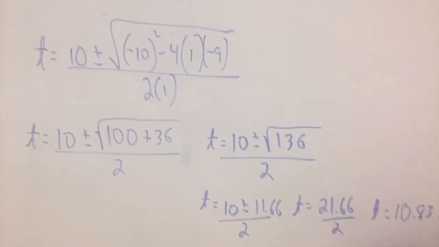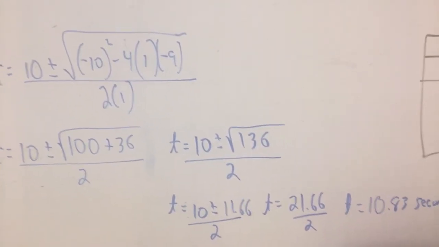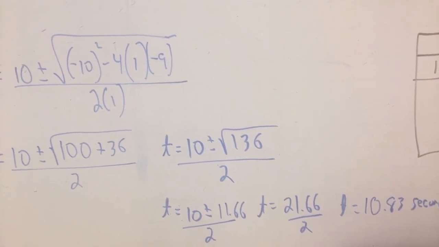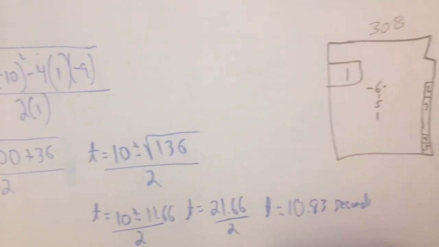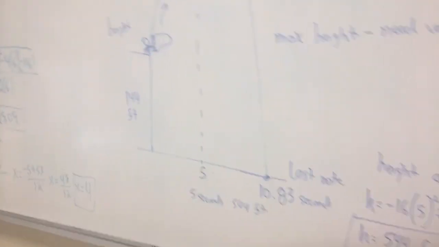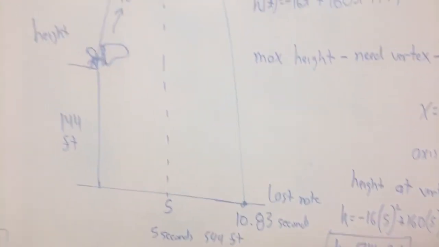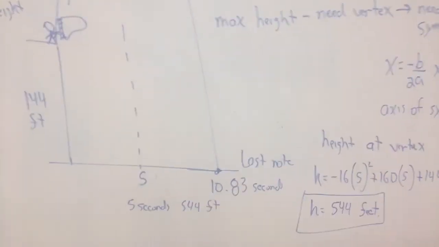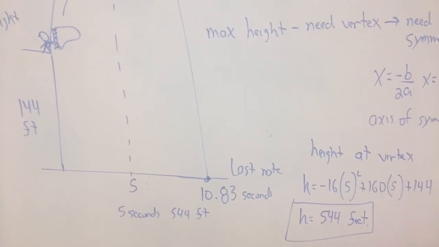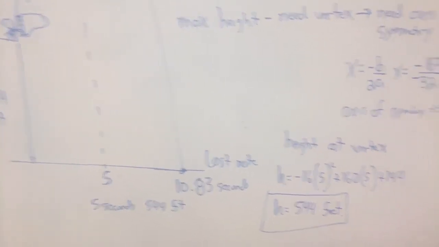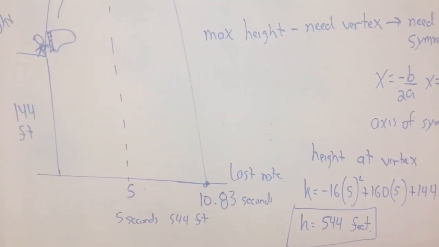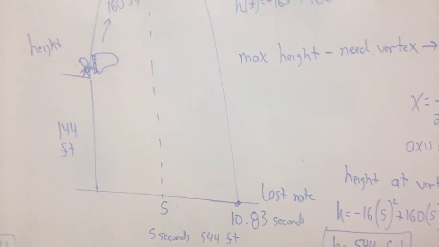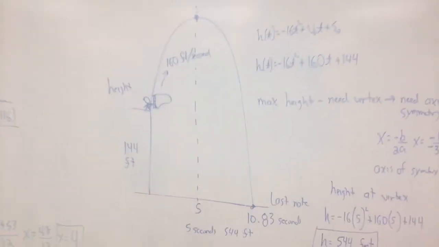All right, so I whiz-bang this. T is equal to 10 plus 11.66 divided by 2. 21.66 divided by 2 is 10.83 seconds. So in 10.83 seconds, that piano, after Super Dave Osborne hurls it in the air, is going to play its last note. Okay? It will have reached a height of 544 feet, and it will land 10.83 seconds later. All right? So that's your CFC number 2.